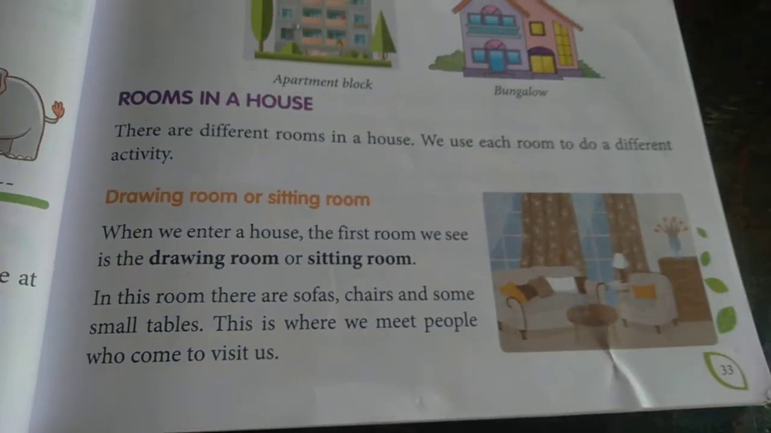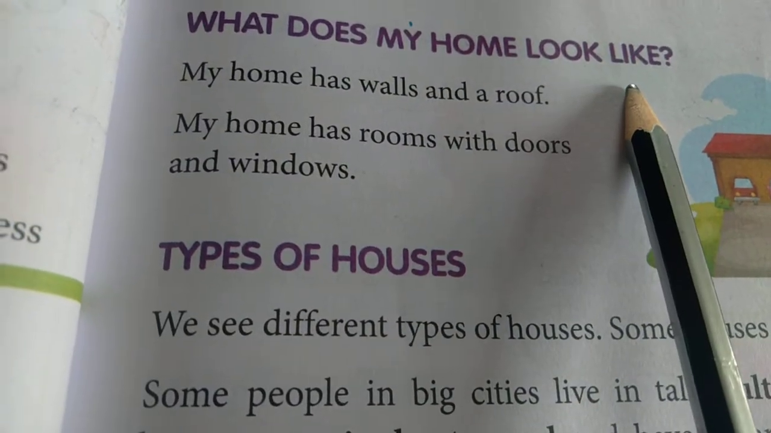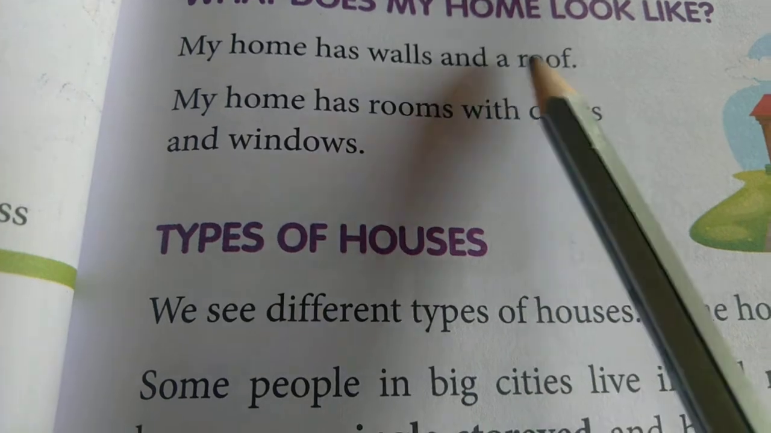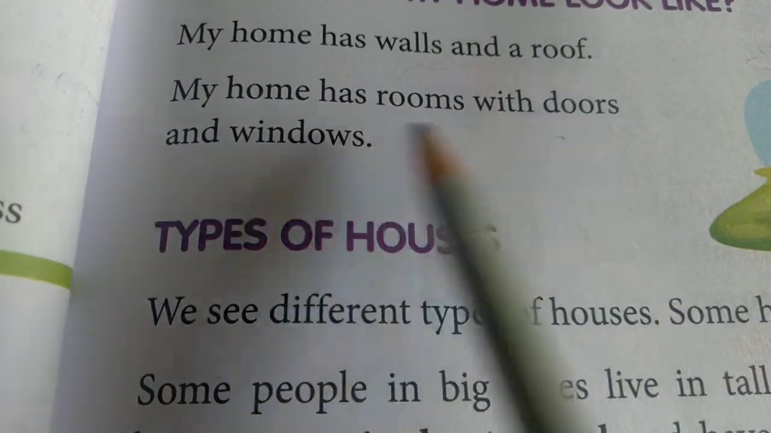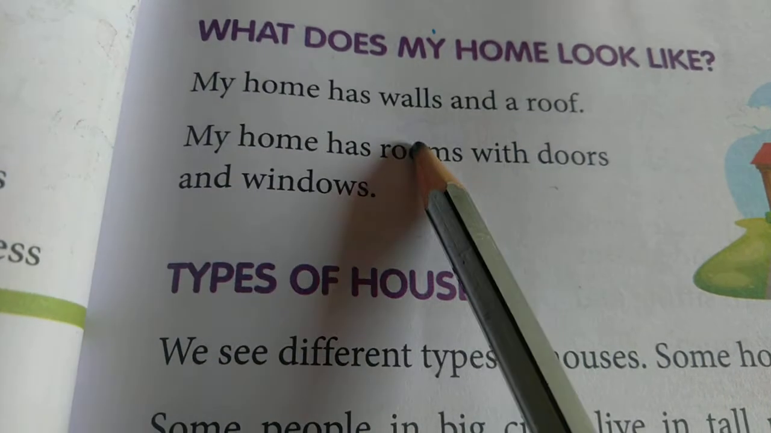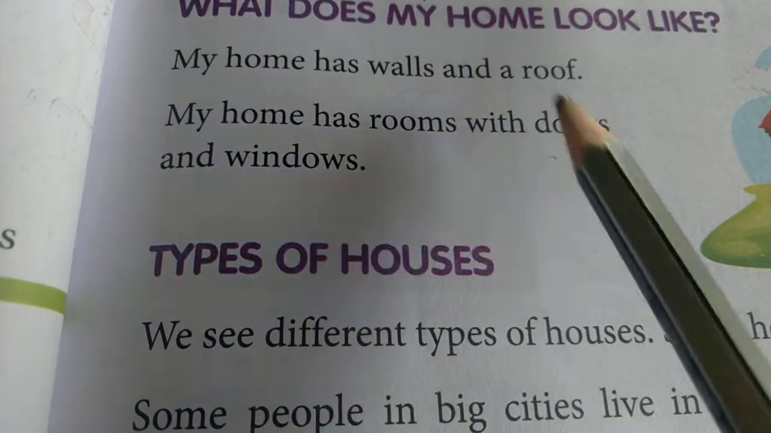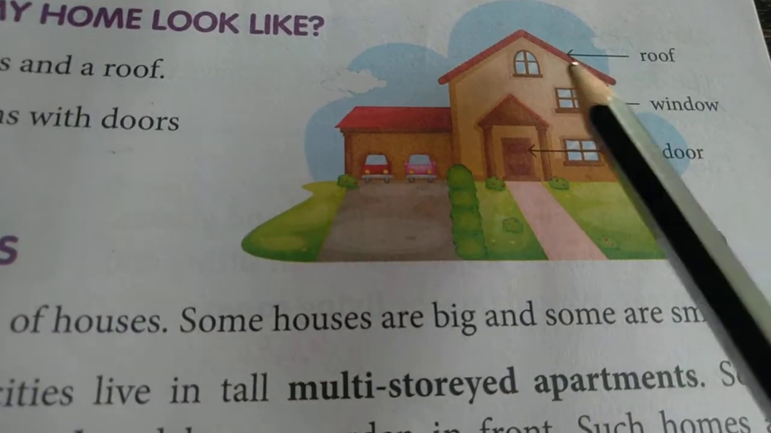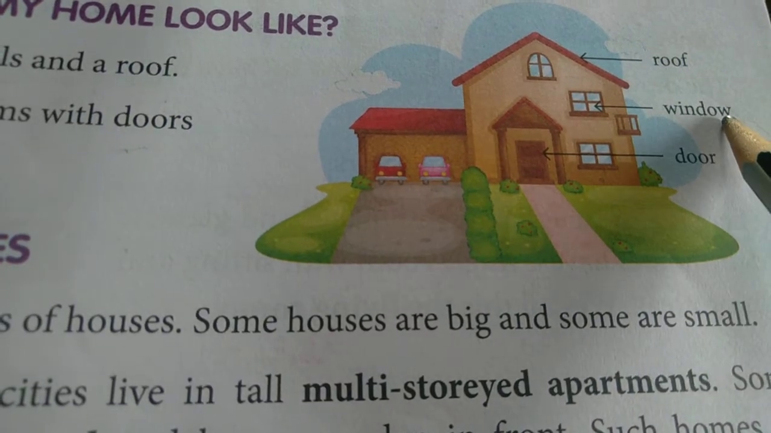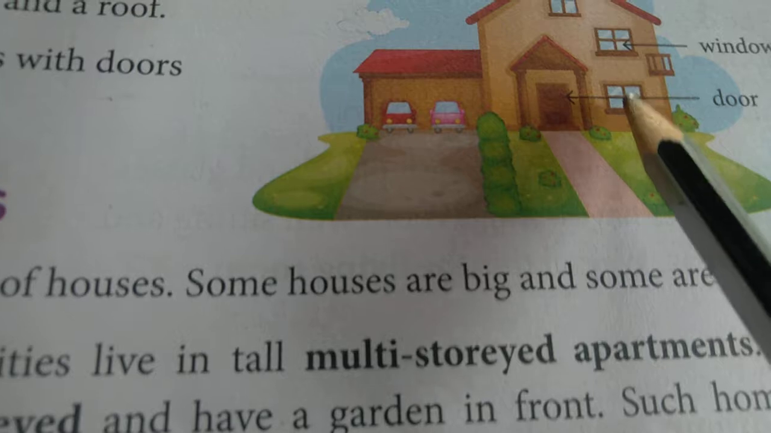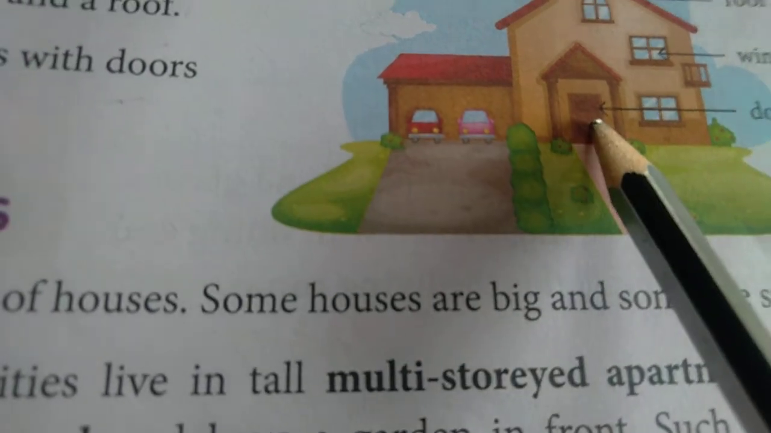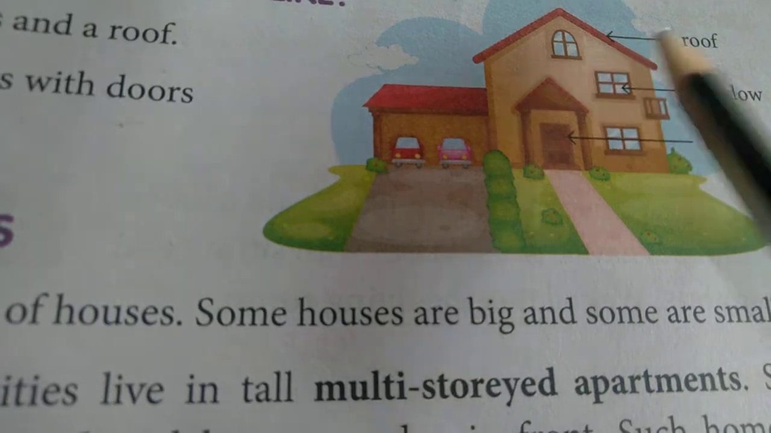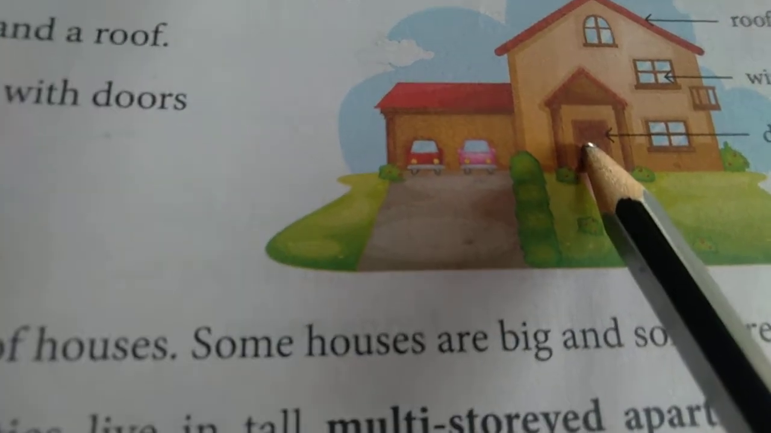Then come to page number 3. See, what does my home look like? There are different kinds of houses, right? My home has walls and a roof. My home has rooms with doors and windows. What does it mean? See, this is a house. This is the roof of the house. This is the window, and this is the door. This one is one more window. So this is the roof, this is the window, and this is the door of the house.